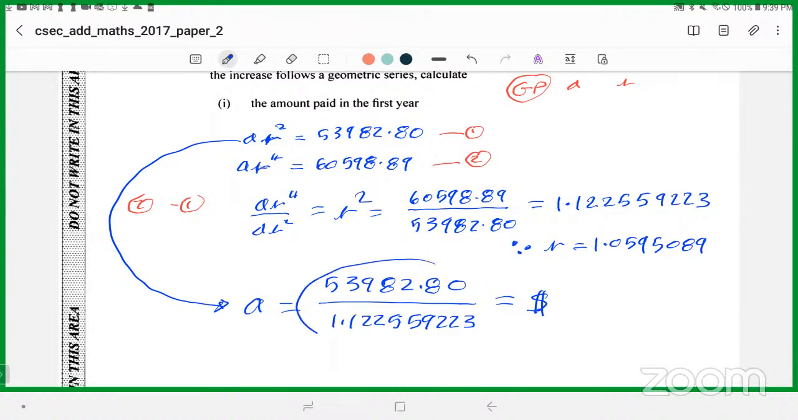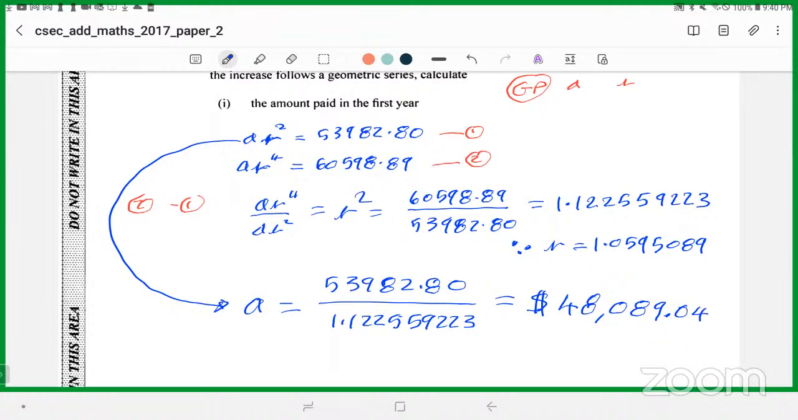Work it out for me, please. Tell me what I get. 48,089.04. All right, that's the amount in the first year.